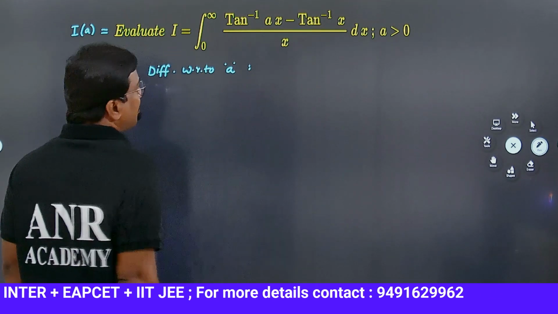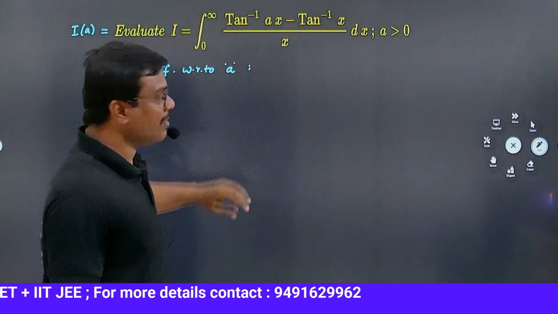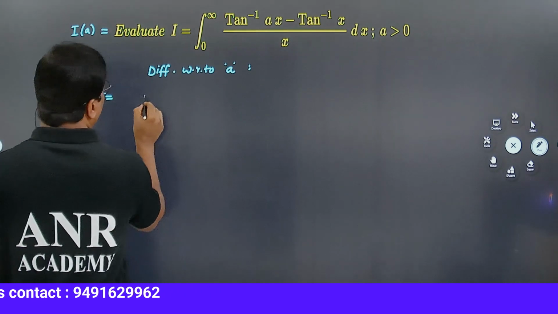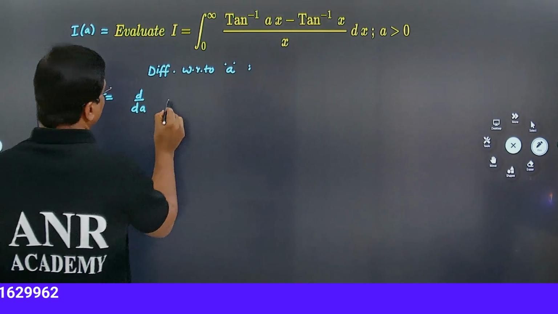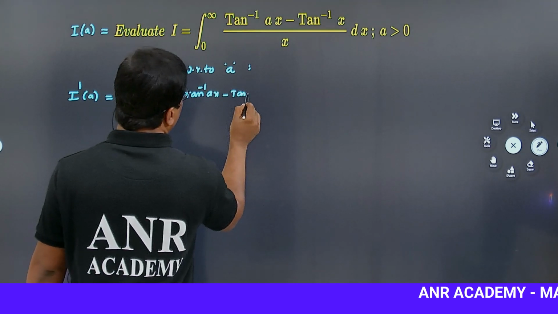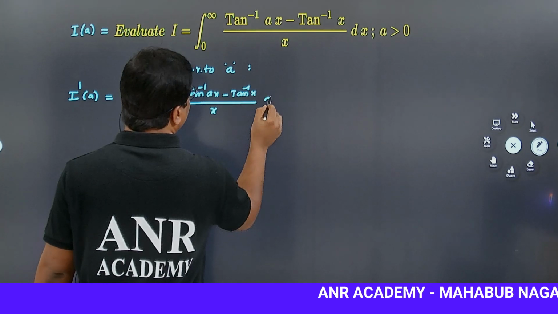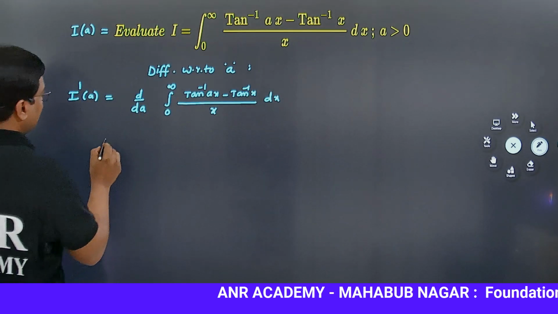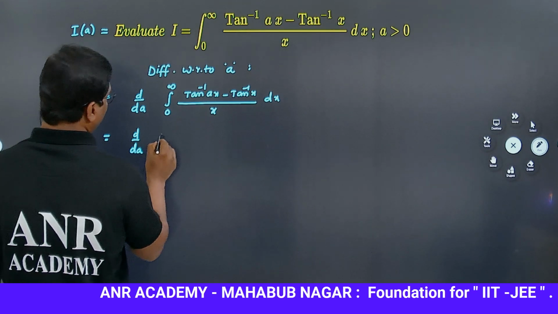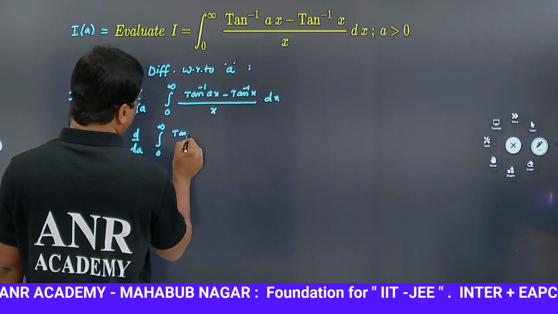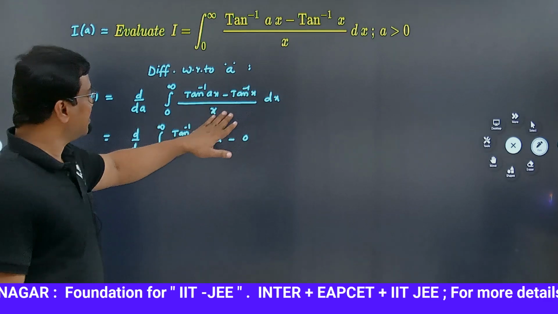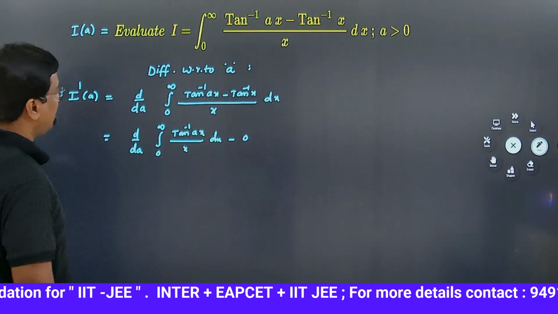What happens? Observe. Two variables I am going to select, x and a. This is I dash of a, d by dA, integral 0 to infinity of tan inverse of ax minus tan inverse of x, whole divided by x dx. So this is equal to integral 0 to infinity of tan inverse of ax by x dx, and the second term becomes 0. Why? Because it is tan inverse of x by x, but the variable is different, that becomes 0.